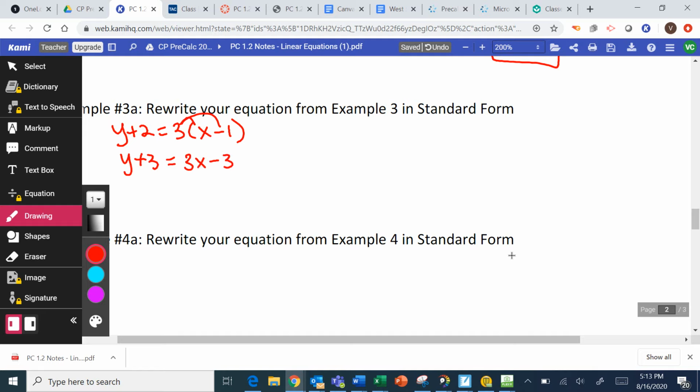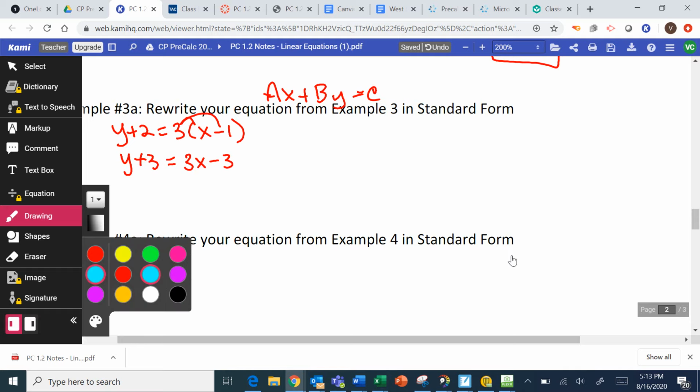And now we have to get in the form so that the x's come first. Ax, I'm going to write it right here, ax plus by equals c. So we need the x's, then the y's, then the equal sign, then the c. So I could, well, there's many different ways that I could do this. This is what most people will do first.